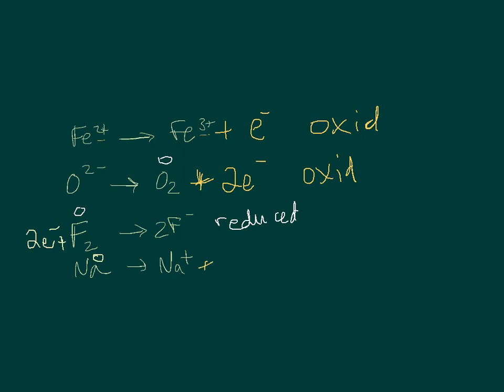So that is going to be plus 1 electron, and of course it is being oxidized. So, the main takeaway here is that when species lose electrons, they're oxidized. When they gain electrons, they're reduced. And look at where the electrons are written properly.